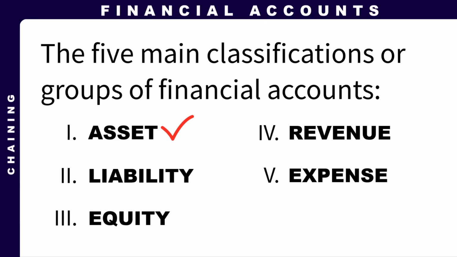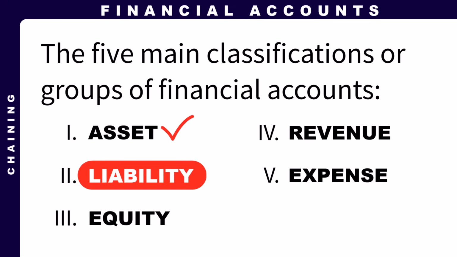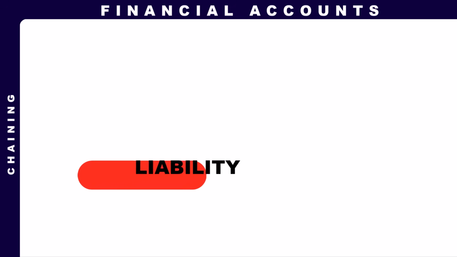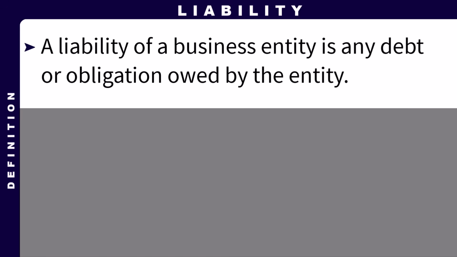Alright, we just covered asset. Let's now see the other classification of financial accounts. Liability. A liability of a business entity is any debt or obligation owed by the entity. In other words, any obligation because of past transactions or activities requiring an entity to pay financially at some point in the future is a liability to that entity.